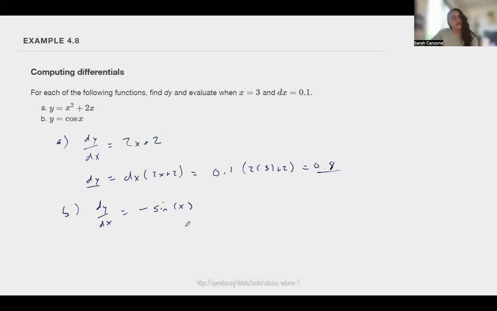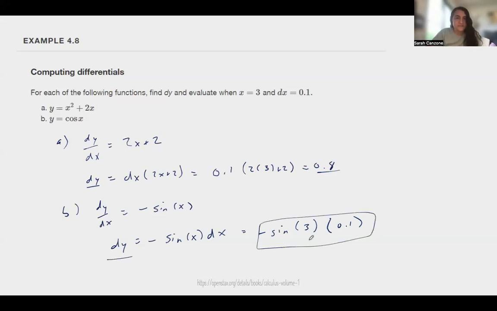Because we know the dy dx is negative sine of x, we can multiply the dx to the other side, and we get that dy equals negative sine of x times dx. If we have values to plug in, we can just plug it in. So this is the negative sine of 3 times 0.1. And there's no way of simplifying this because the sine of 3 is a decimal value. So you can just kind of leave it like this.